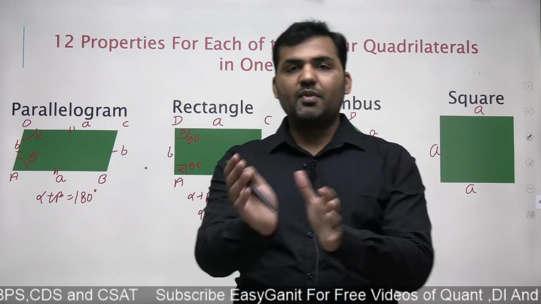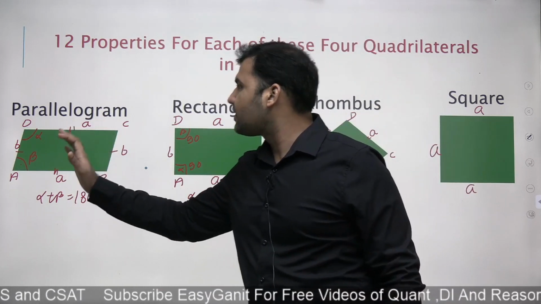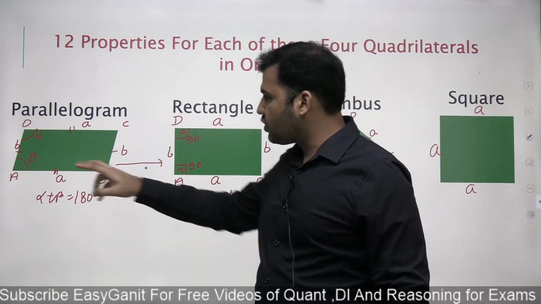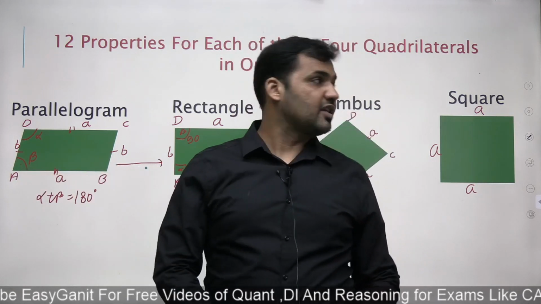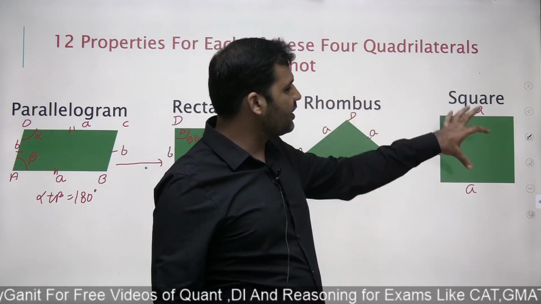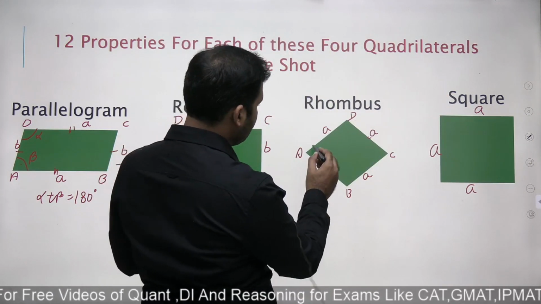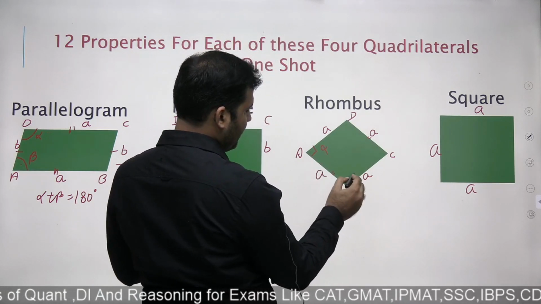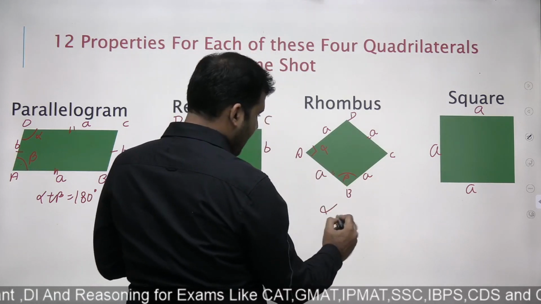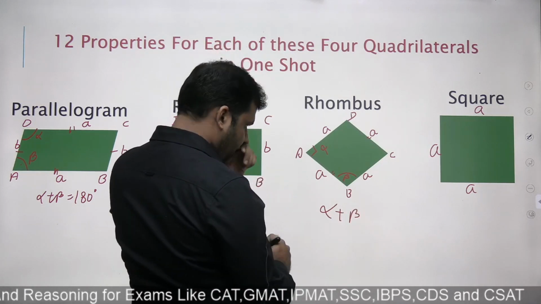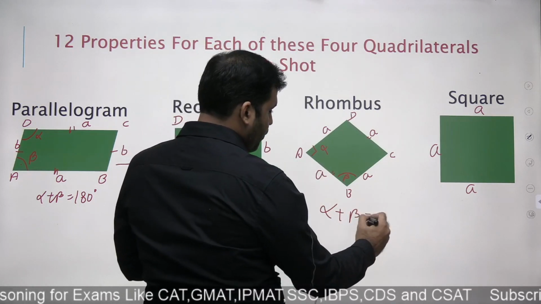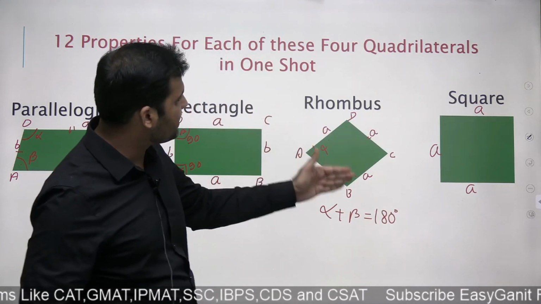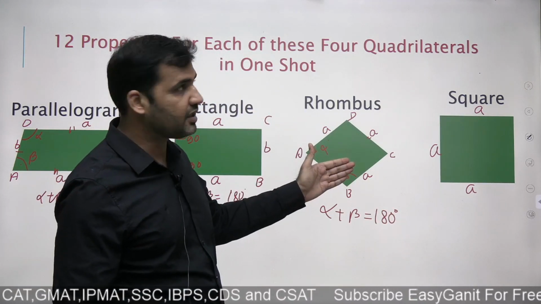The difference between rhombus and square is exactly the same as the difference between parallelogram and rectangle. When you go from parallelogram to rectangle, you are making these angles equal to 90 degrees. Similarly, when I'm moving from rhombus to square, I'll have to make all these angles equal to 90 degrees, right? So in a rhombus, if I'm saying that this is alpha, this is beta, then alpha plus beta will be equal to 180 degrees.